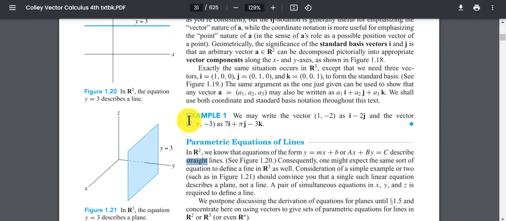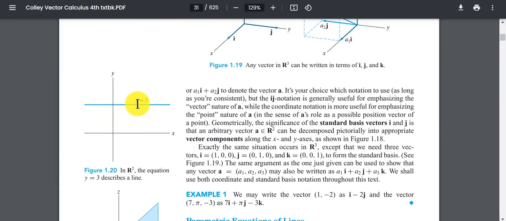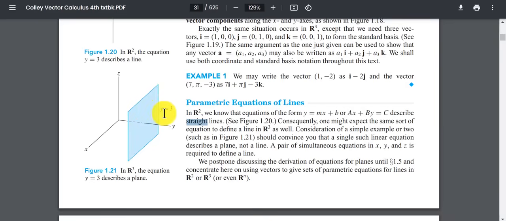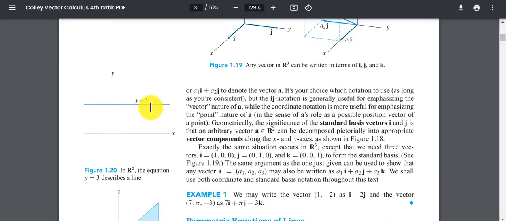So she says, here's y equals 3. This defines a line. But if we take y equals 3 and use that in 3 dimensions, we don't get a line anymore. We get a plane. Because when we say y equals 3, we mean we don't care what x is, y is always equal to 3. This equation doesn't have an x in it, so y is not dependent on x. It's always 3. So we get this horizontal line.